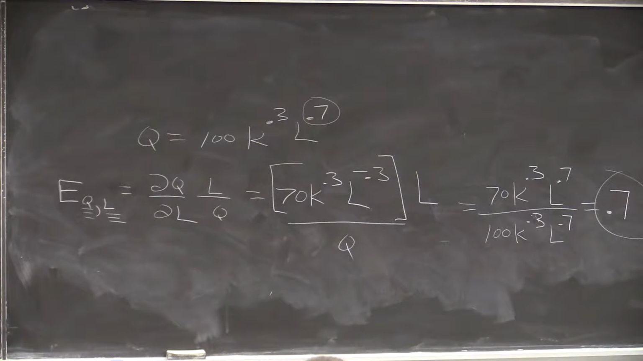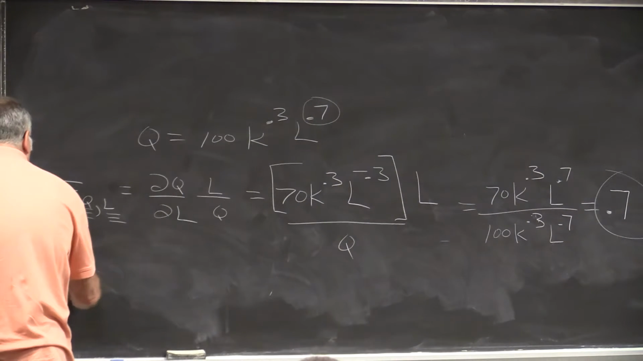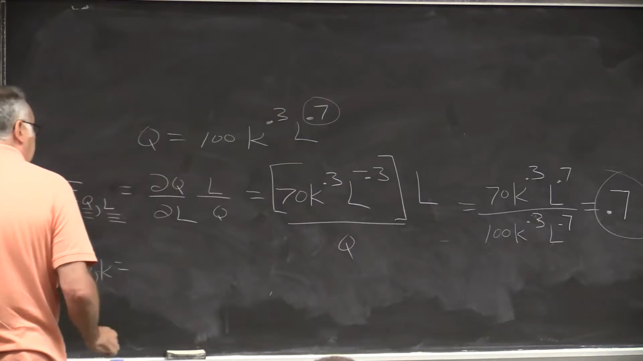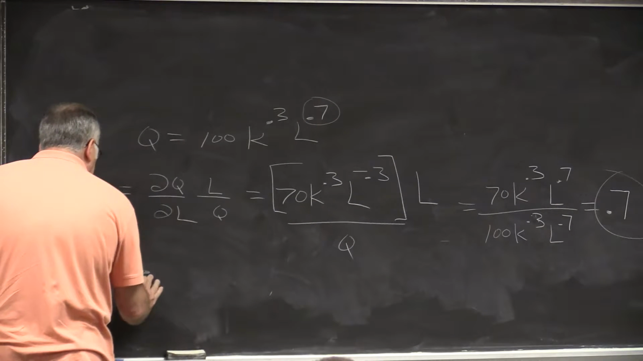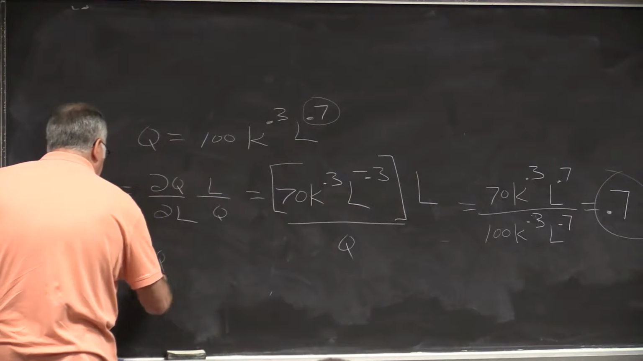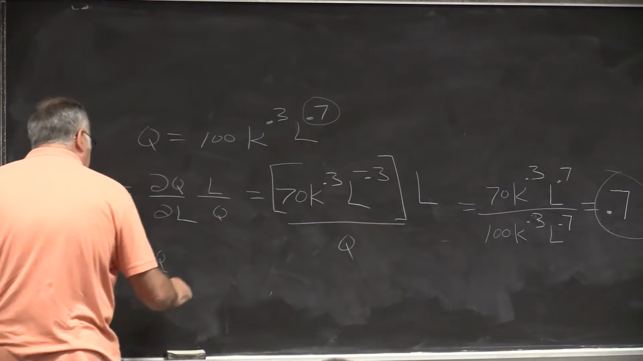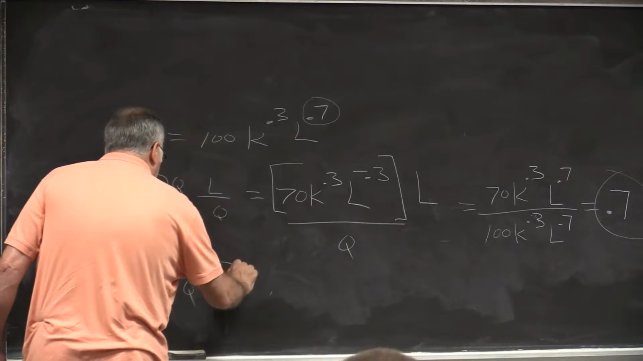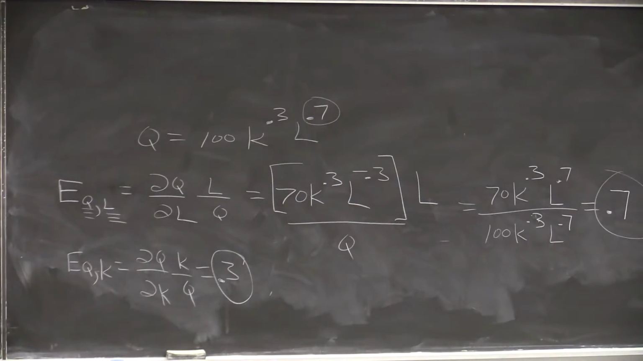Now, I won't work it out, but I'll just assert that the elasticity of output with respect to capital is 0.3. I'll just write it out a little bit: partial Q, partial K, times K over Q. We work that out, it's 0.3. And what is the meaning of that 0.3? If capital increases by 1%, quantity increases by 0.3%. Right. If capital input were to increase by 1%, output would increase by 0.3%.